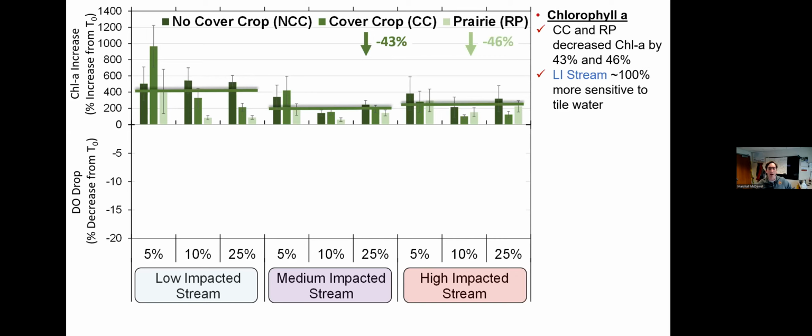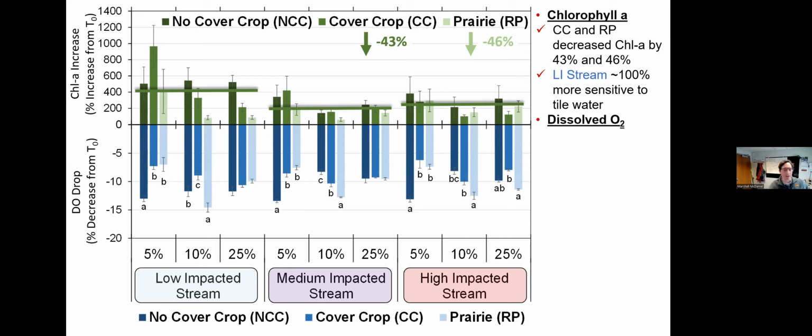The other thing we found, so I mentioned how there was a main effect on both from the source of the tile water, but also the streams. So like we hypothesized, confirming our hypothesis, the low impacted stream, the more sensitive one here on the left, had greater change in chlorophyll A when mixed with the tile water. And so that's an indicator it is more sensitive as we expected.